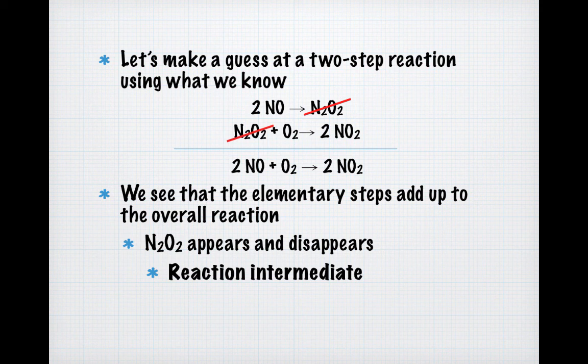So we have a reaction intermediate, N2O2. This was something that was observed experimentally. Our mechanism adds up to the overall balanced reaction, which means that this mechanism is possible. It's not necessarily correct, but it's not wrong yet. So we would have to do more studies to prove that this mechanism is correct. However, at this point, it's still a possibility.